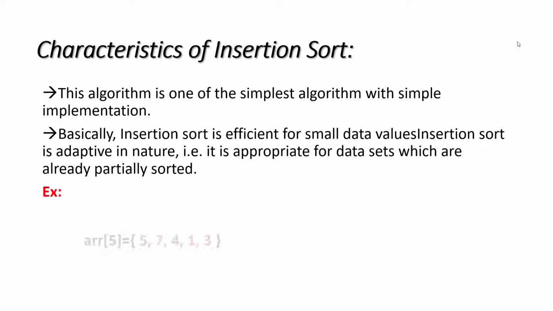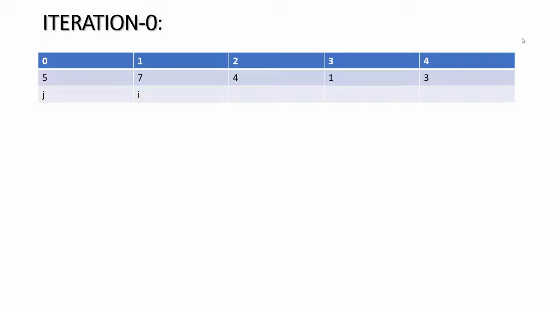Let us see an example. I have an array named ARR with maximum size 5 which contains the elements 5, 7, 4, 1, 3. Let us sort this array using insertion sort. The memory allocation of the elements in the array ARR is at indexes 0, 1, 2, 3, 4. The elements 5, 7, 4, 1 and 3 are stored respectively.